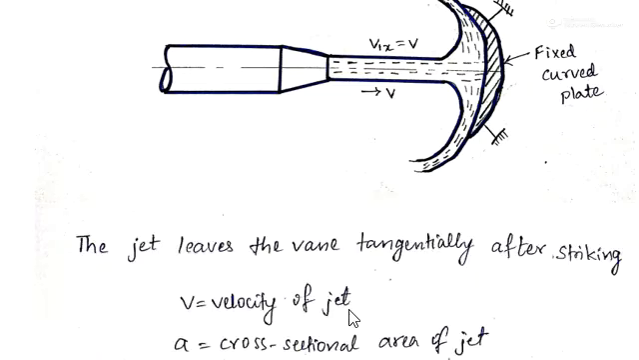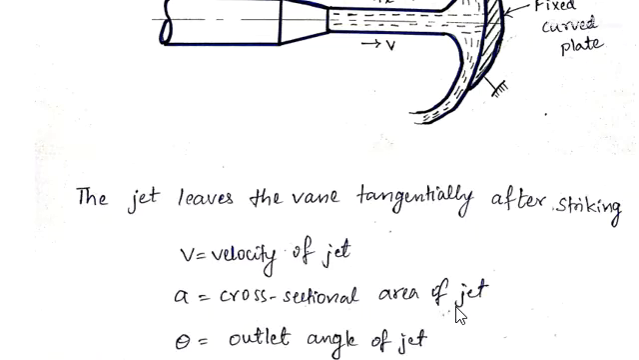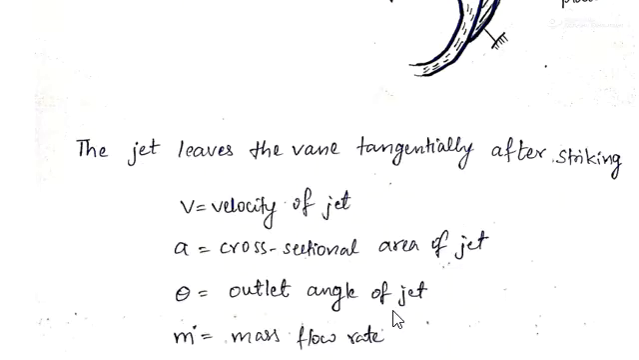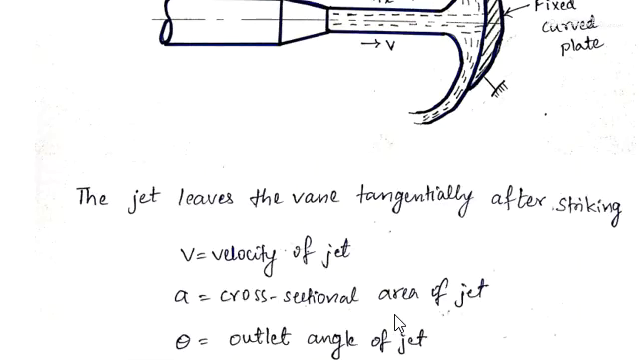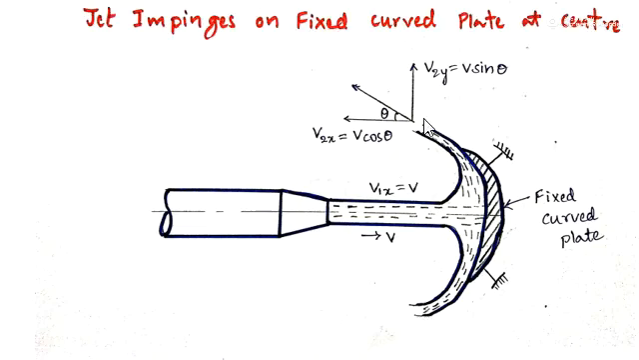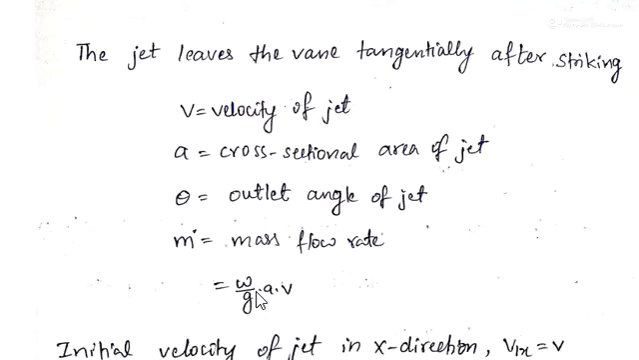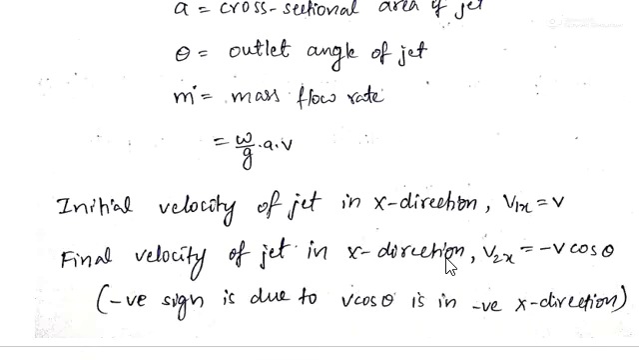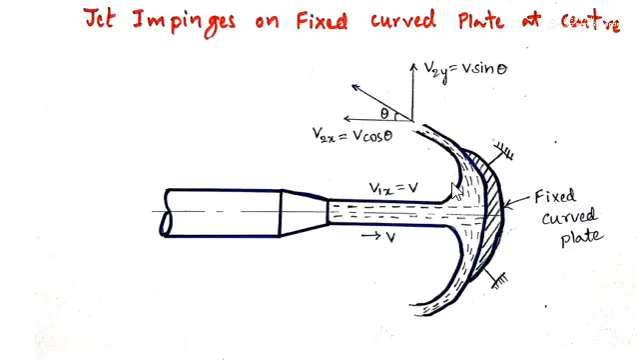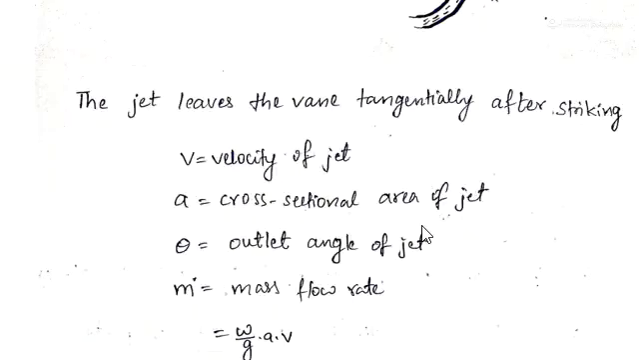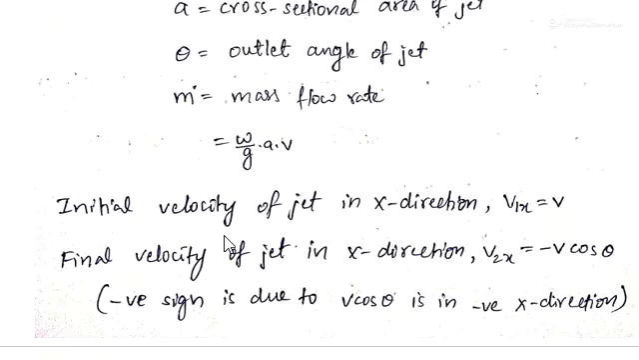Velocity of the jet is v, and a is the cross-sectional area of the jet. Theta is the outlet angle of the jet, and m dot is the mass flow rate, that we can write as w by g into a into v. Initial velocity of the jet in the x direction we are taking as v1x, and that will be v only. And the final velocity of the jet in the x direction, v2x.